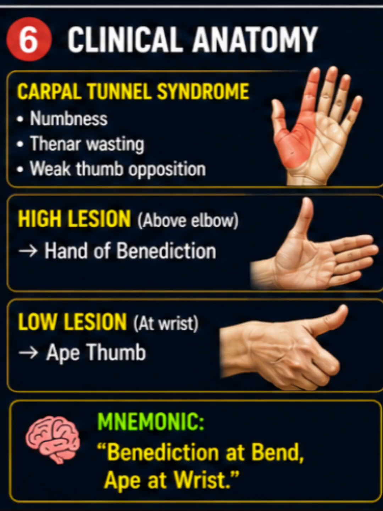Clinically, compression of the median nerve in the carpal tunnel causes carpal tunnel syndrome, leading to numbness, then muscle wasting and weak thumb opposition. A high lesion of the median nerve results in the hand of benediction, while a low lesion at the wrist causes the ape thumb deformity. Remember, benediction at bend, ape at wrist.